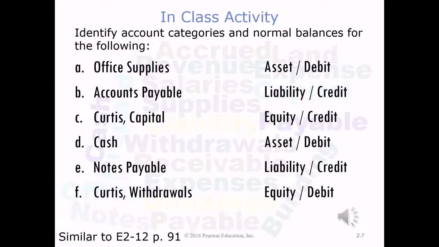There was one tricky one on here. There's two assets, and both of the assets have a normal debit balance. And there are two liabilities on here. Both liabilities have a credit balance, just like the accounting equation. But we have one equity with a credit balance and one equity with a debit balance.